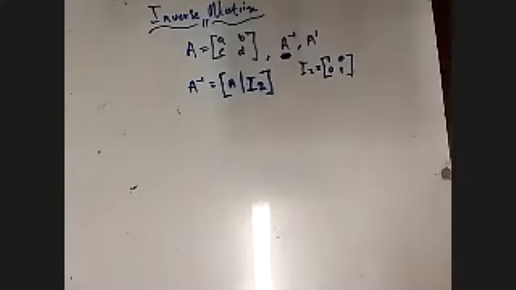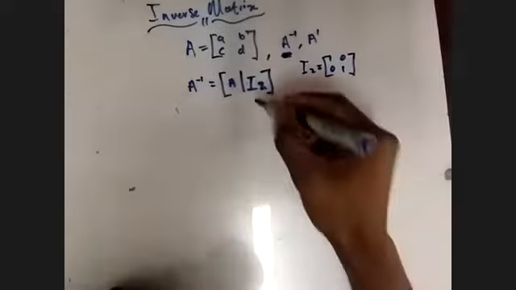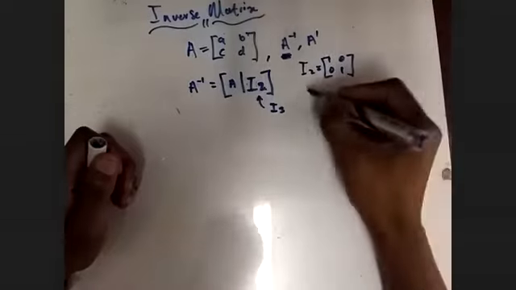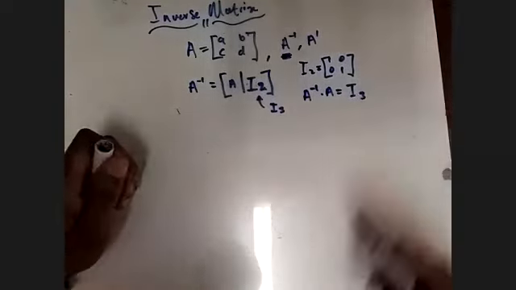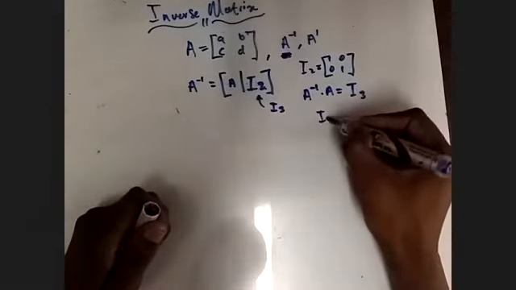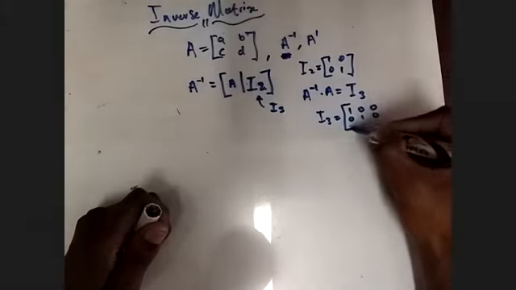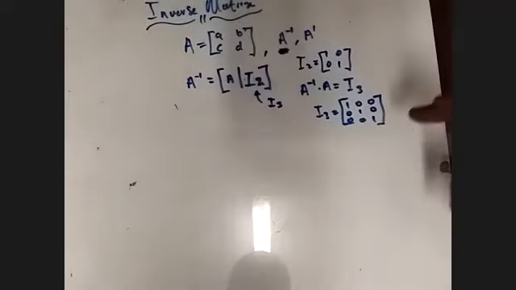Now, let us have a 3x3. The idea remains the same, but now instead of having I2, we're going to have I3. The idea still stays the same: A inverse times A will always give me I3. I3 in this case is given by 1 0 0, 0 1 0, 0 0 1. This is I3.